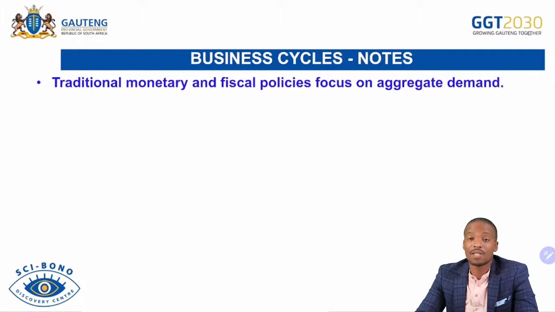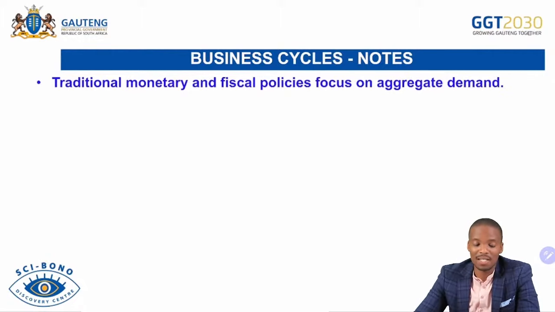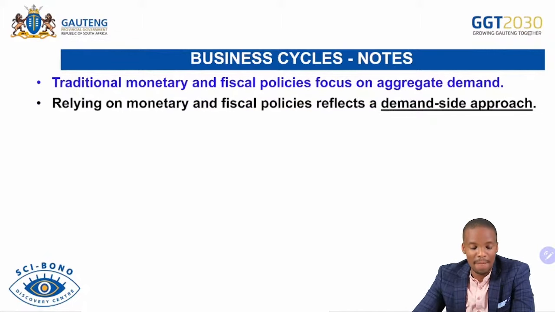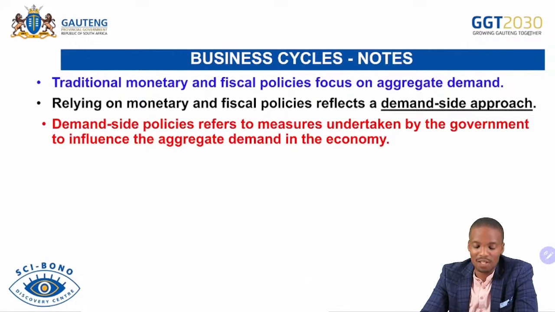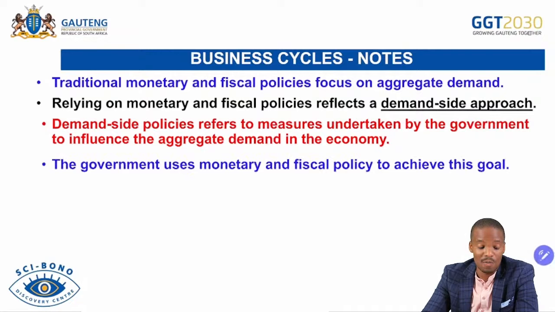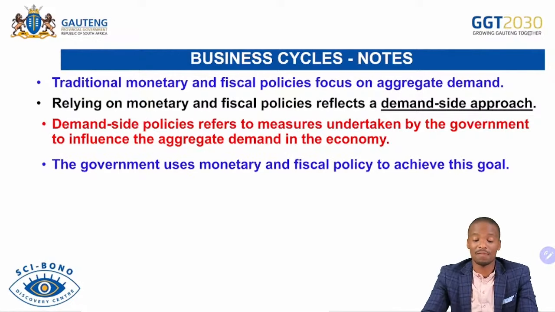Right, then we said traditional monetary and fiscal policies focus on demand. Relying on these policies is reflected as a demand side approach. The demand side approach refers to measures undertaken by the government to influence aggregate demand in the economy. The government uses the monetary and the fiscal policy to achieve this goal.